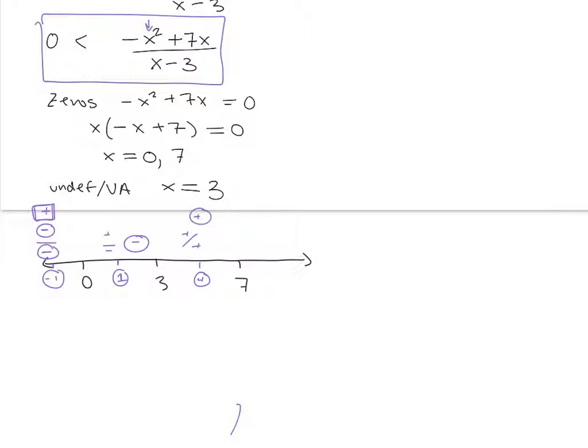Okay, and how about past 7? Like 8. You have -64 plus 56. That's -64 plus 56. That's definitely negative. Denominator would be positive. Overall, you are negative.